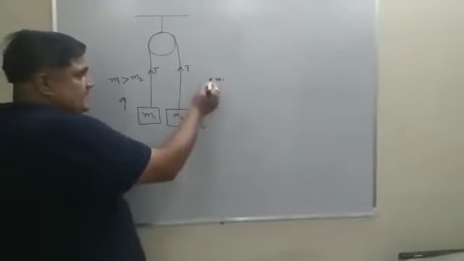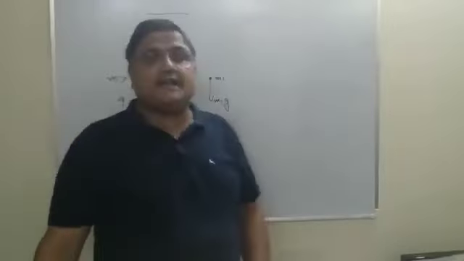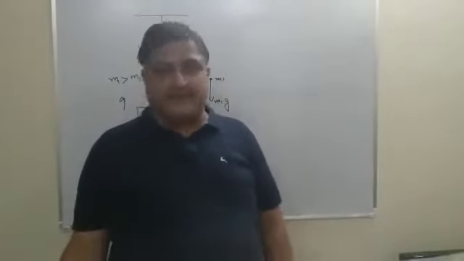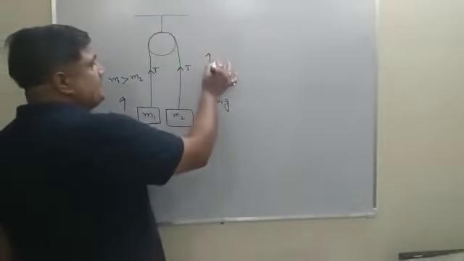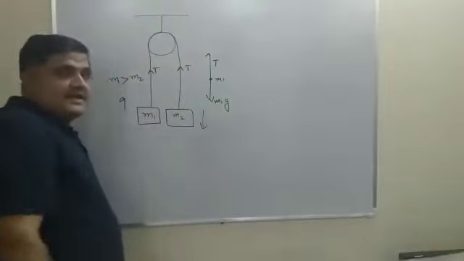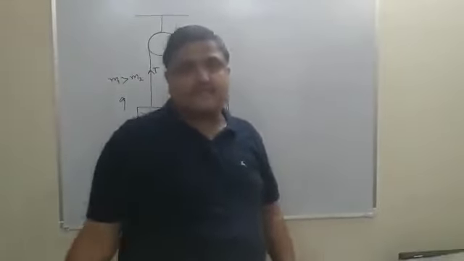Weight will act in the downward direction, because weight is the downward force which acts towards the center of earth, and tension is upward. Tension is towards the point of attachment.